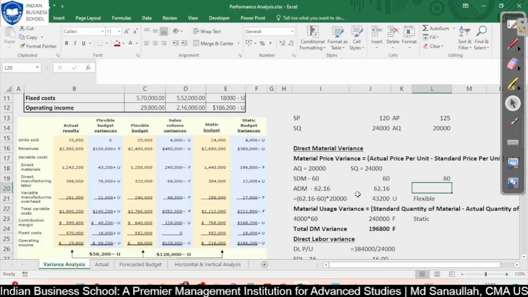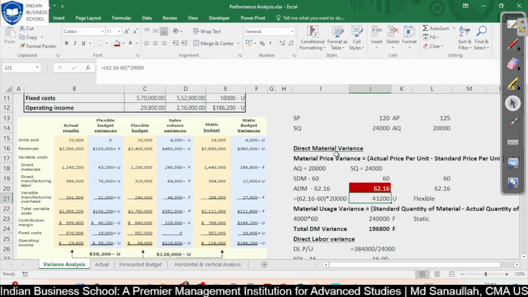Now we want to calculate the actual direct material price. So what is our actual direct material? It is 1,243,200. Okay, divide by the number of quantities sold. We have sold only 20,000 quantities. So now we will get the actual direct material price. By seeing this, you will be able to identify whether this is favorable or unfavorable. The standard direct material price rate was 60, but we have utilized a little bit higher side. So obviously this is negative.